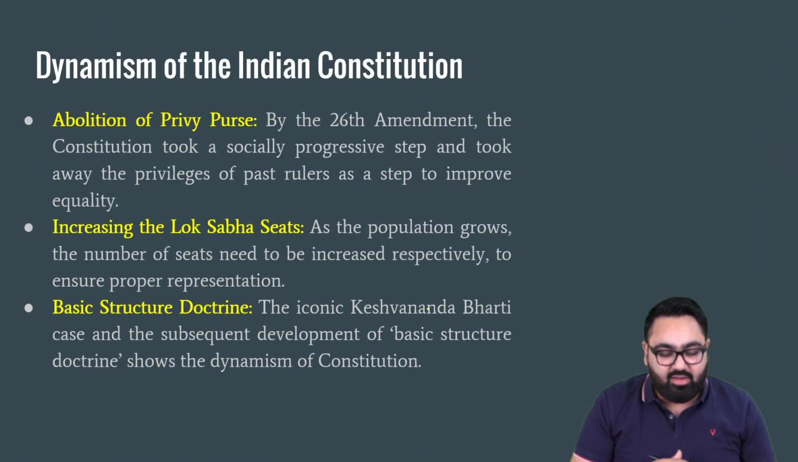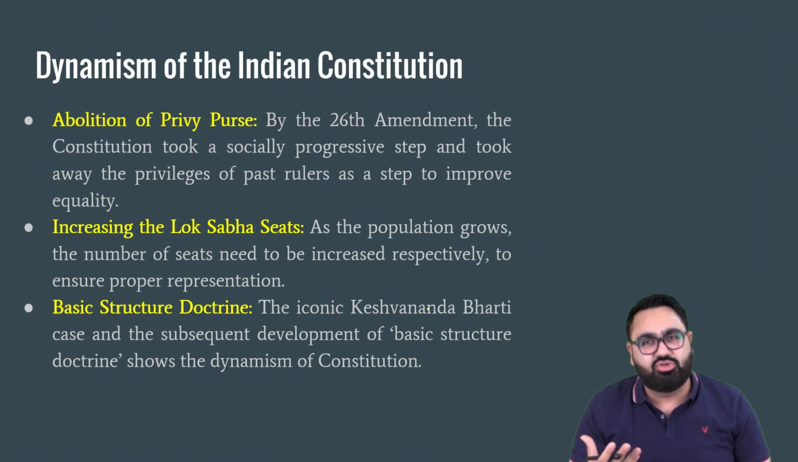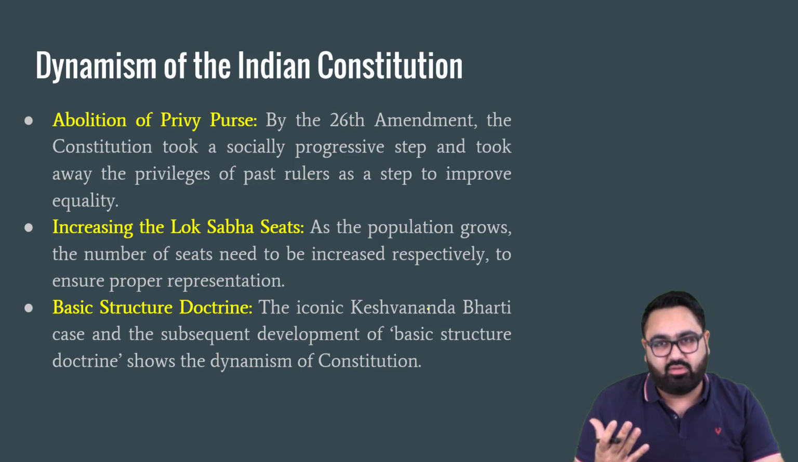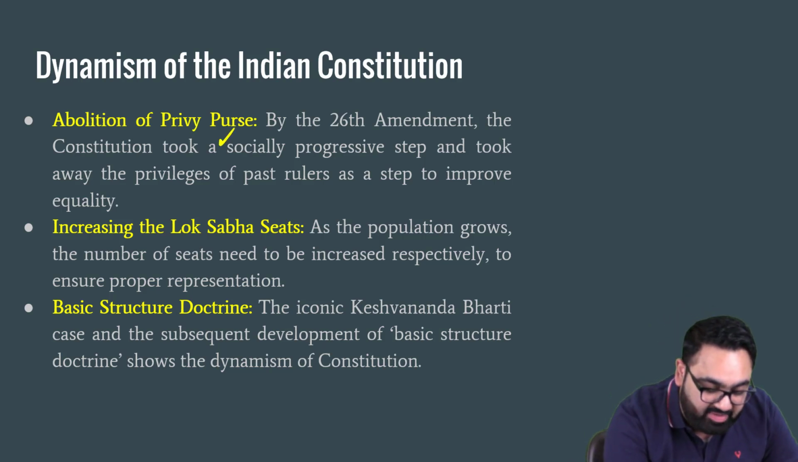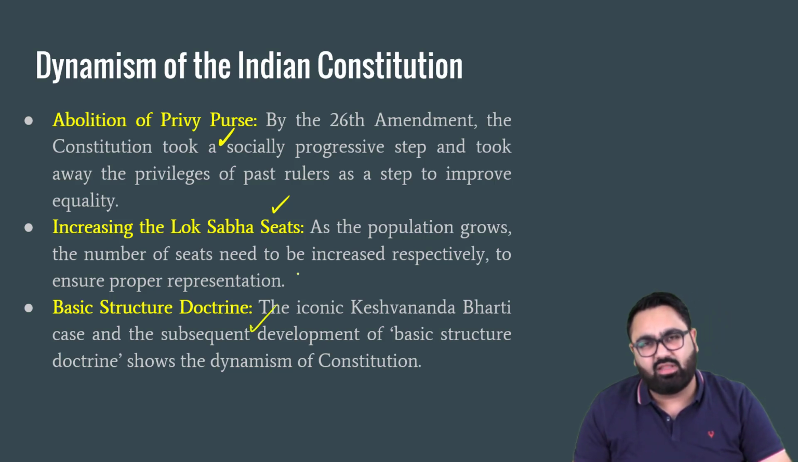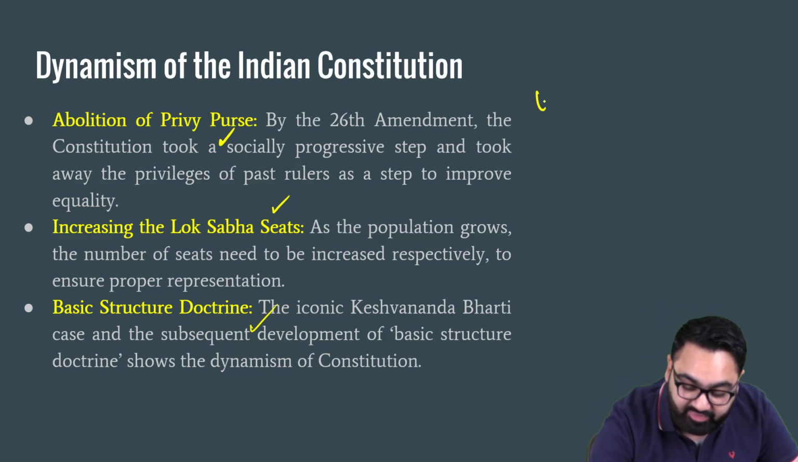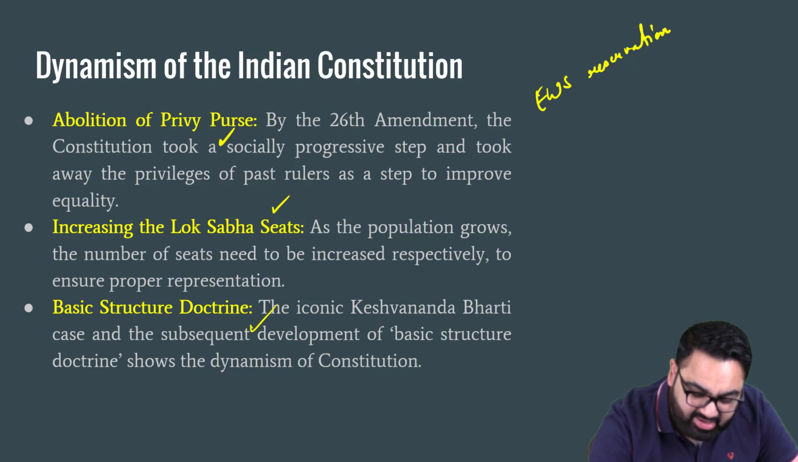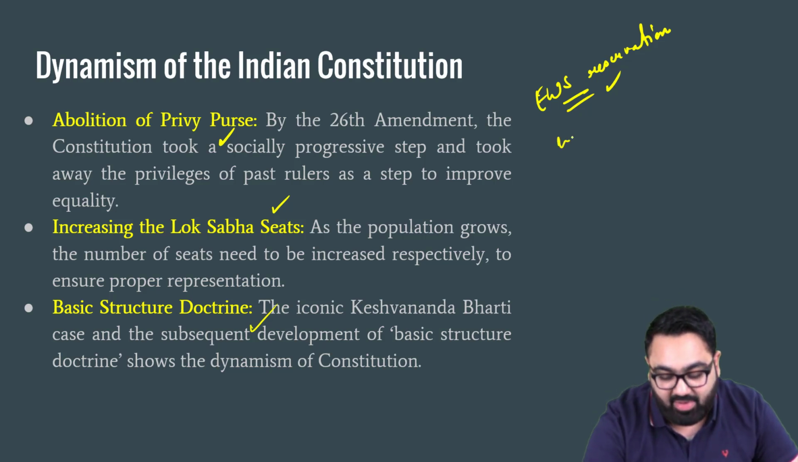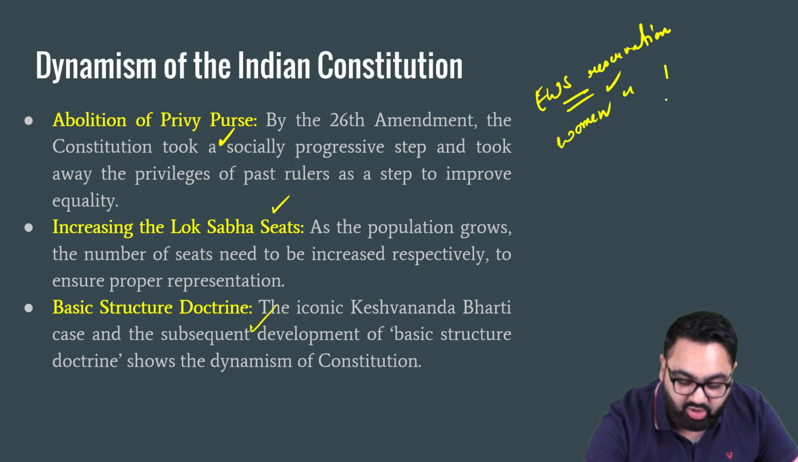Main body, first part: we will give examples of changes in the constitution with a progressive society. Here you can give a lot of examples, whichever you like. I have taken the example of abolition of privy purse, increasing Lok Sabha seats with time, and the basic structure doctrine. I'll give you some other examples that you can write. For example, introduction of EWS reservation can be written here, that with a progressive society, the need for EWS reservation was felt. Constitutional amendment has also been done for women reservation in parliament. So if you want, you can talk about women reservation in parliament as well.